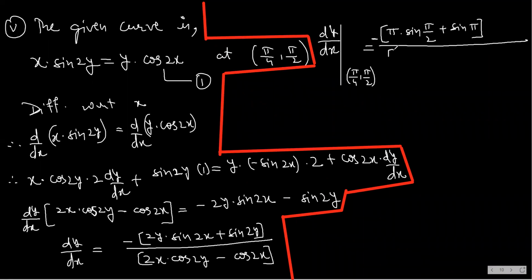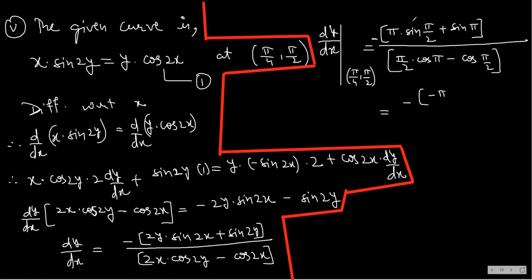Now in the denominator, 2x, that is 2x is pi by 2. 2x, so x is pi by 4. 2 pi by 4 is pi by 2. Cos of pi, 2y minus cos of pi by 2. Okay, wherever x is there, I write pi by 4. For y, I write pi by 2.